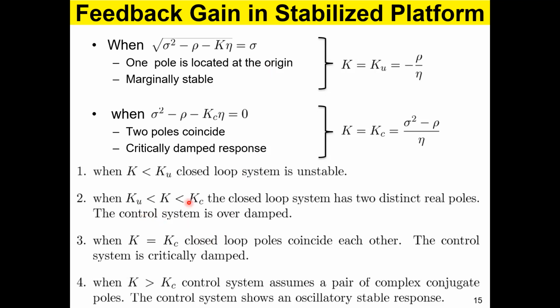When K is between Kc and Ku, the system has two distinct real poles. So we saw this earlier. When the system has two distinct real poles, the system is overdamped. Overdamped means you make it overly slow. The system is slow, just like our government institutions. It's very hard to make a move right through the system. So, overdamped.